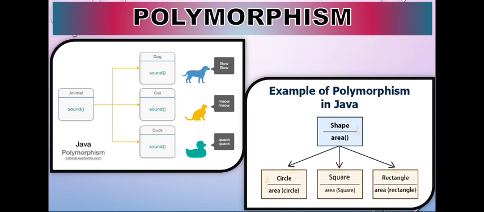First example, area. Now there are 3 methods: area, area, area. One area for circle, one area for square, and one area for rectangle. Suppose area is taking one decimal value as a radius. Area for the square taking one integer value as a side, and area for the rectangle is taking 2 integer values, one for length and one for breadth.